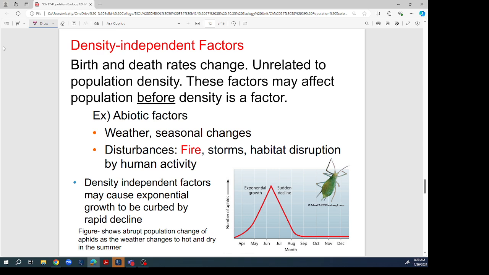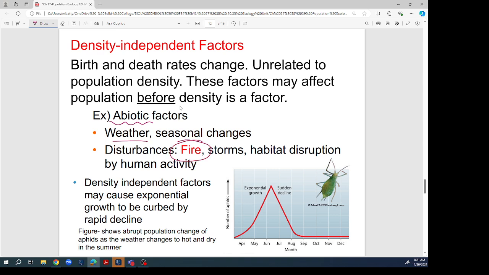I went a little light on that because I think it gets a little bit mathy on us, but there's lots of interesting details about K-selected and R-selected species and how that works. So those, the ones that I just talked about, would be density dependent. The density independent factors are more about random things that happen. So we could think about abiotic factors like weather or seasonal changes, temperature.